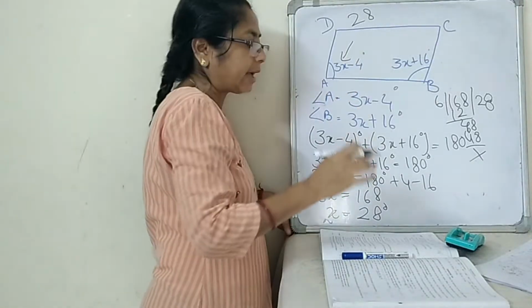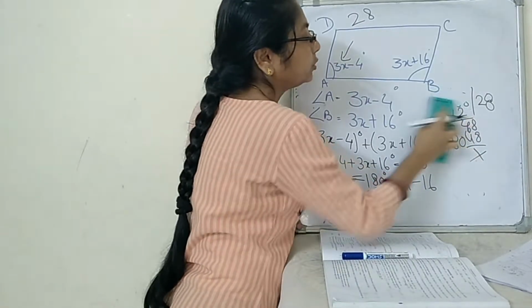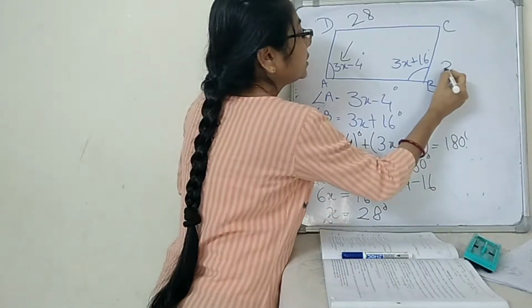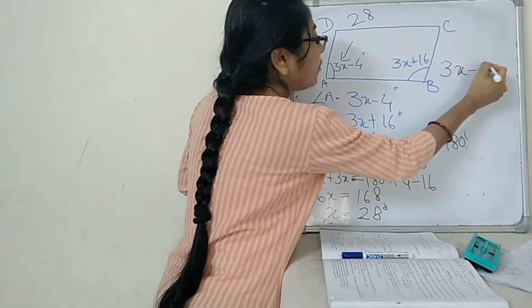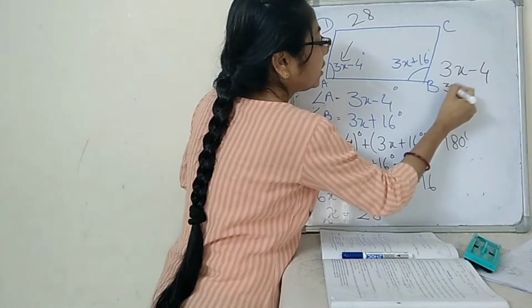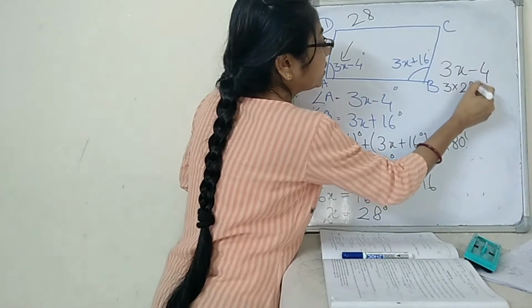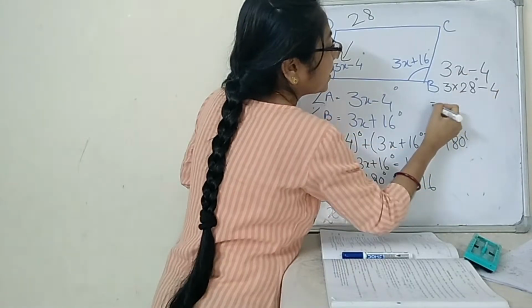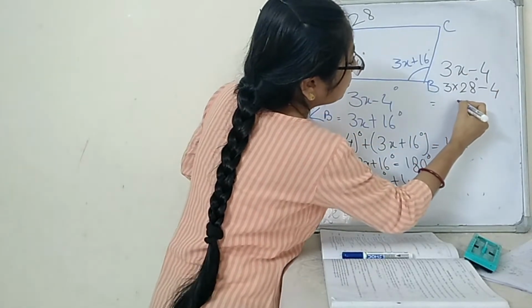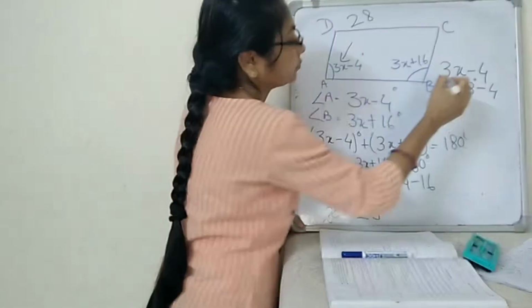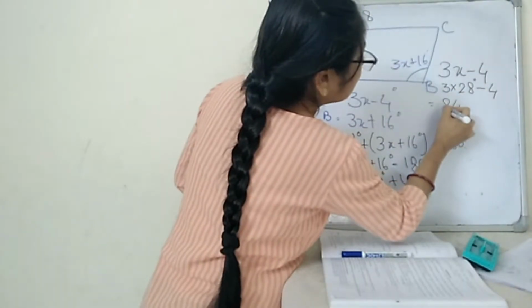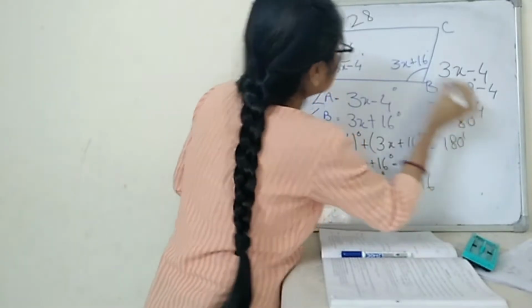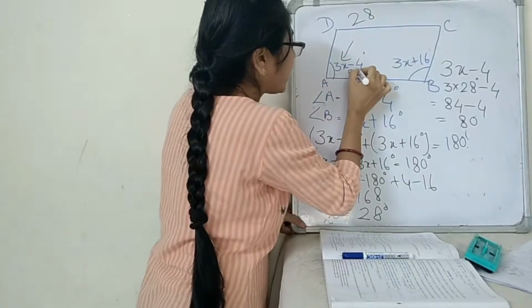Now I put the values. Where can I put? 3x minus 4. 3 into 28 minus 4. We can put the degree sign also. 80 degrees. This angle is 80 degrees.